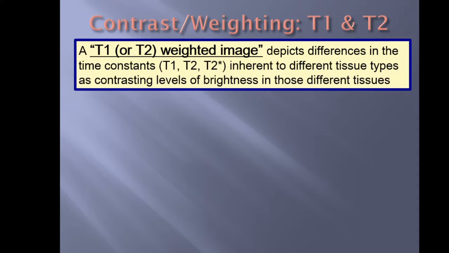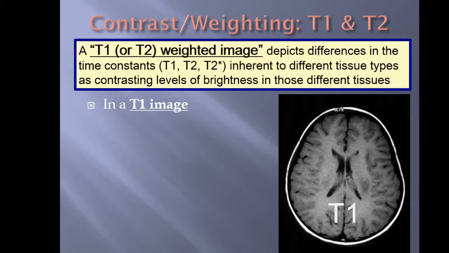Now, this is a very important definition because this is the definition of what contrast weighting is, which eluded me for years. A T1 or a T2 weighted image depicts differences in the time constants, T1, T2, and T2 star, inherent to different tissue types as contrasting levels of brightness in those different tissues within the image that you get. Okay, this is crucial. Anyone doesn't understand this? Raise your hand. Speak now or forever hold your peace. Okay, that toilet joke would not be appropriate for this venue.